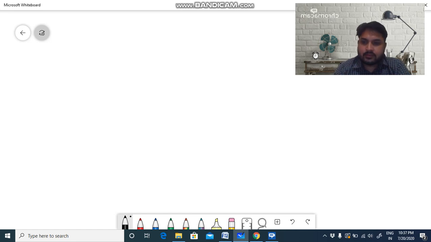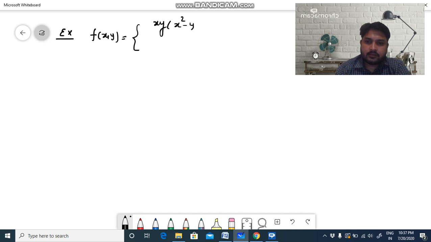So the example is, we have given a function of two variables f(x, y) is equal to xy(x² - y²)/(x² + y²) when (x, y) is not equal to (0, 0), and it is equal to 0 when (x, y) is equal to (0, 0).